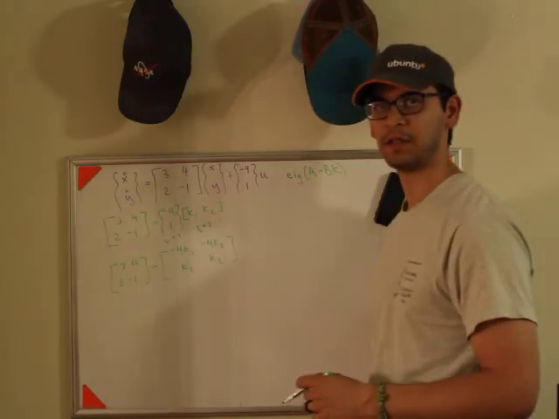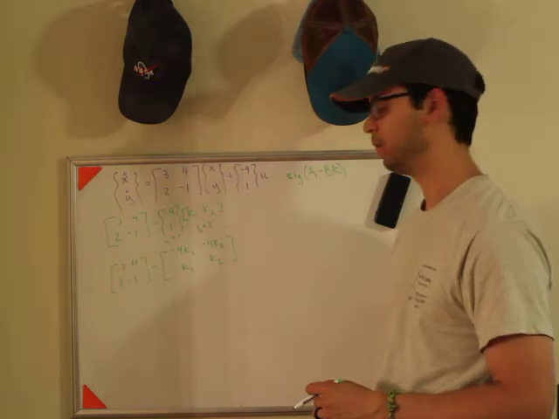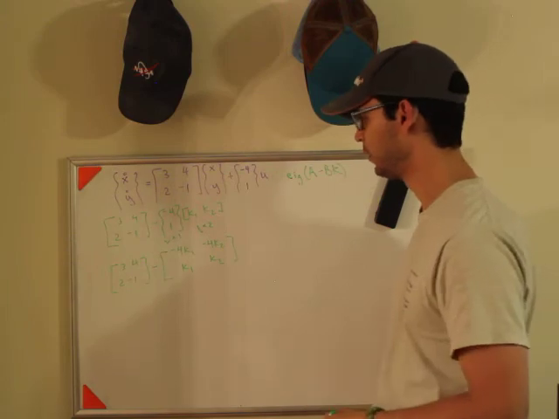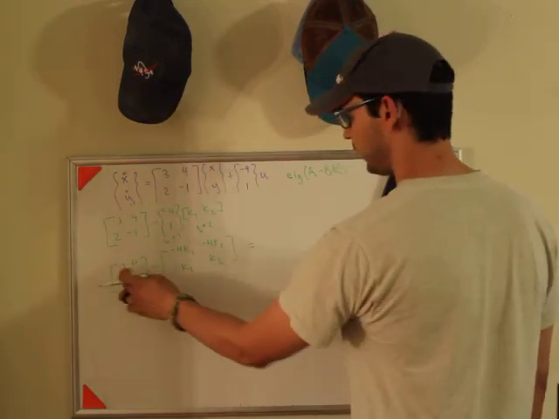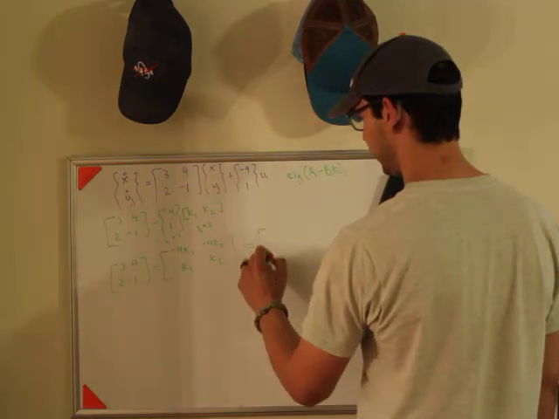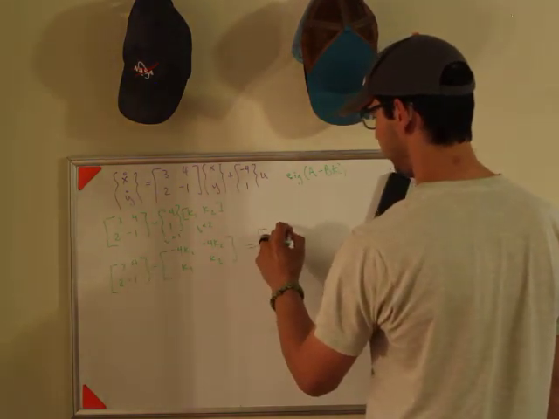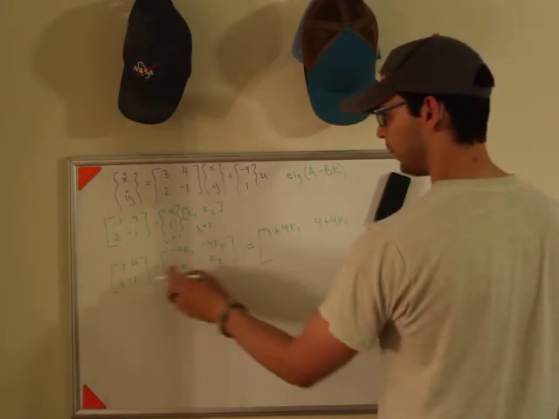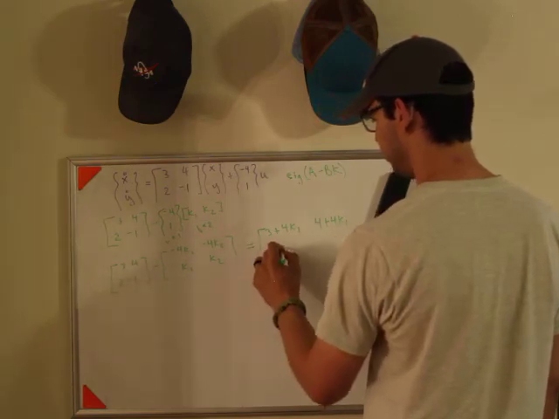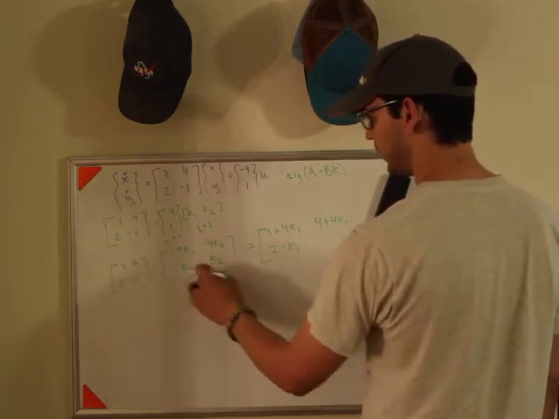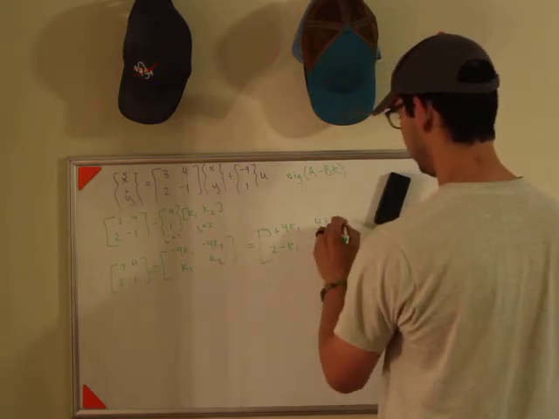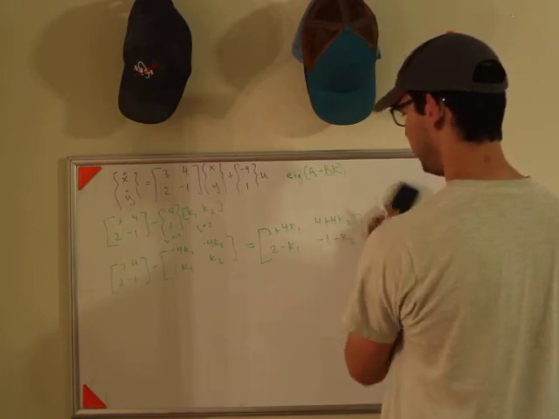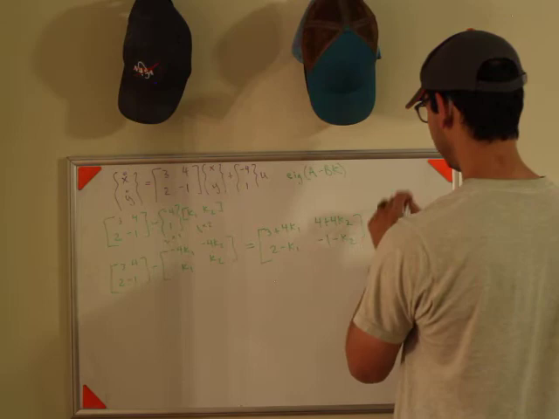If you don't know how to multiply matrices, I feel bad for you. It's not easy to learn. Hopefully your linear algebra teacher did their homework and taught you well. So I'm going to carry out the subtraction now. 3 minus negative 4K1 is 3 plus 4K1. 4 minus negative 4K2 is 4 plus 4K2. 2 minus K1 is just 2 minus K1. Negative 1 minus K2 is negative 1 minus K2. And this is A minus BK.